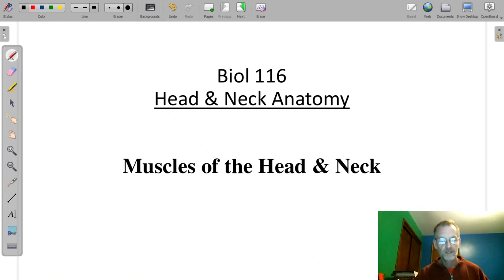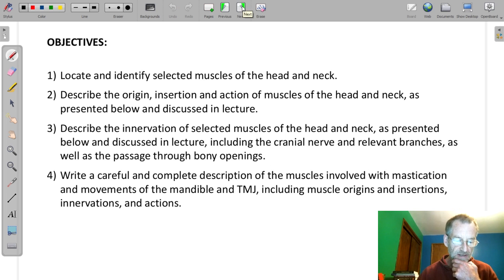Hello. Let's go over muscles of the head and neck anatomy for the dental hygiene course, Biology 116. And this is basically what we're going to be doing. You should also look at the more detailed objectives that are posted on Canvas.